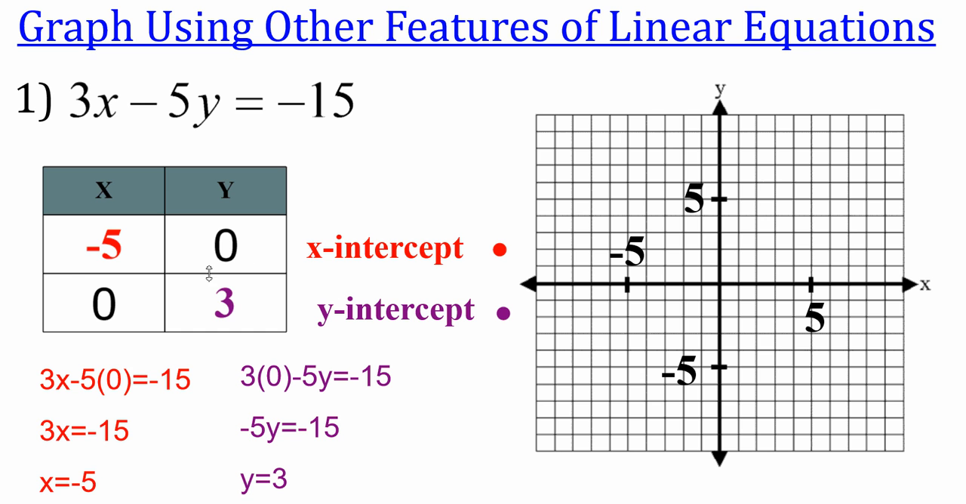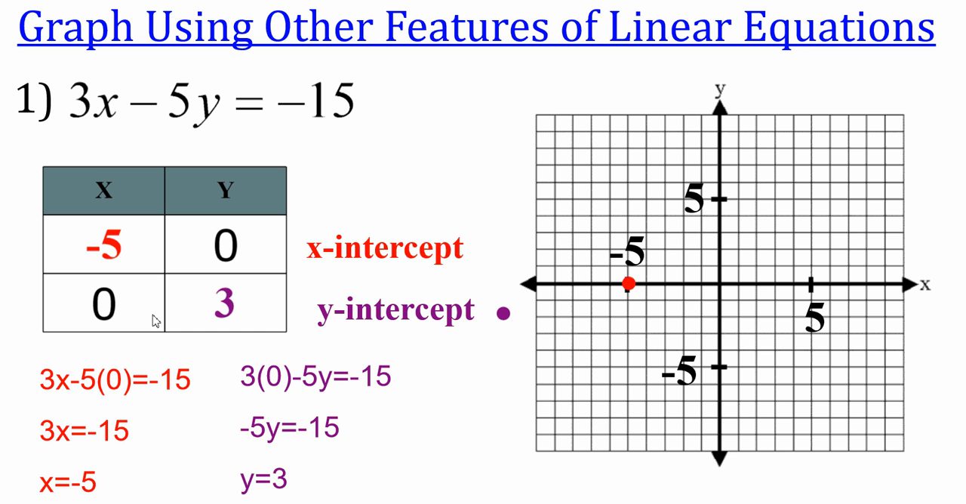So again, to find the x-intercept, the output of 0, so we're putting 0 in for y and working it out and solving for x. So we know negative 5 times 0 is 0, which leaves you with 3x equals negative 15. Undo the multiplication of 3 by dividing by 3, therefore x equals negative 5. So we have our x-intercept at negative 5, 0.